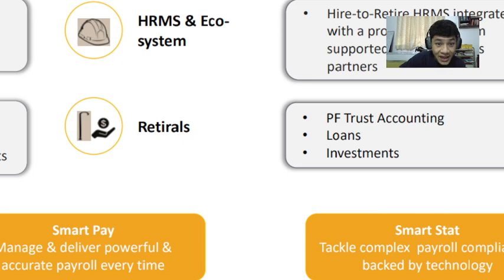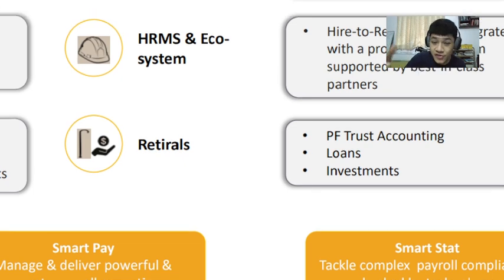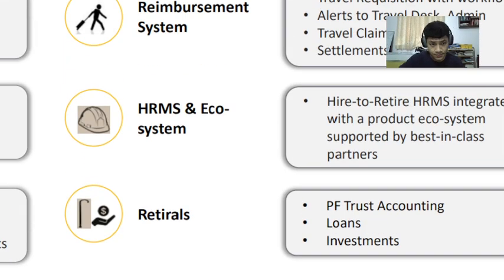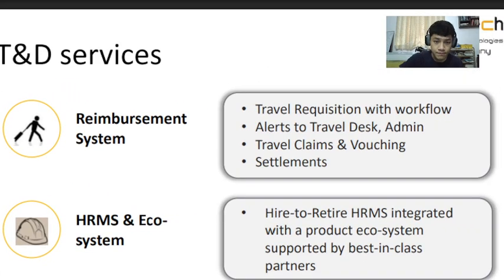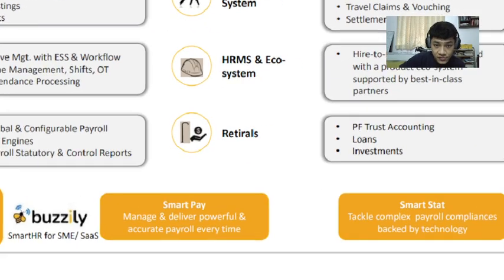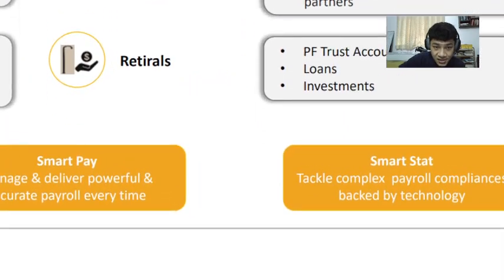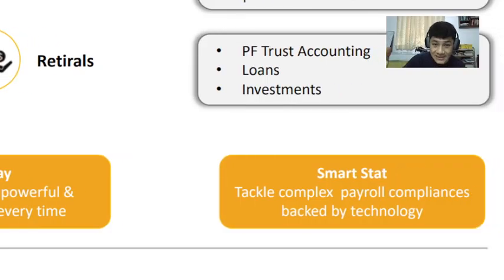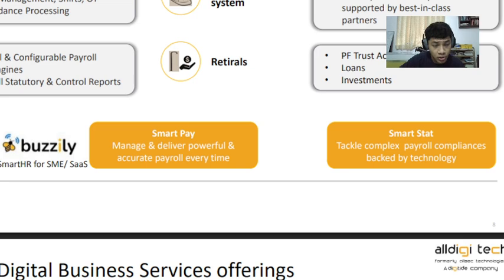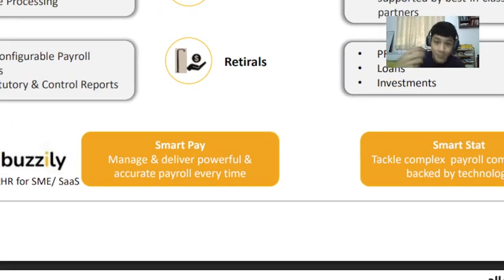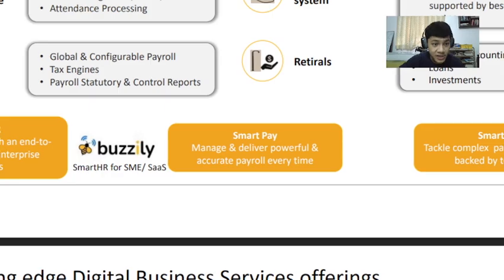All right. Then retirees. PF, pension fund trust accounting. So providing some accounting services for their pension funds, loans, investments, tracking them. Reimbursement system. Employees are traveling, so giving alerts to the travel desk, travel claims, vouching, settlements, and all that. So all these kinds of services. Here it says Smart Stat, tackling complex payroll compliances, the different complex rules of different countries, backed by technology. Managing and delivering powerful and accurate payroll. Make sure employees are paid on time.